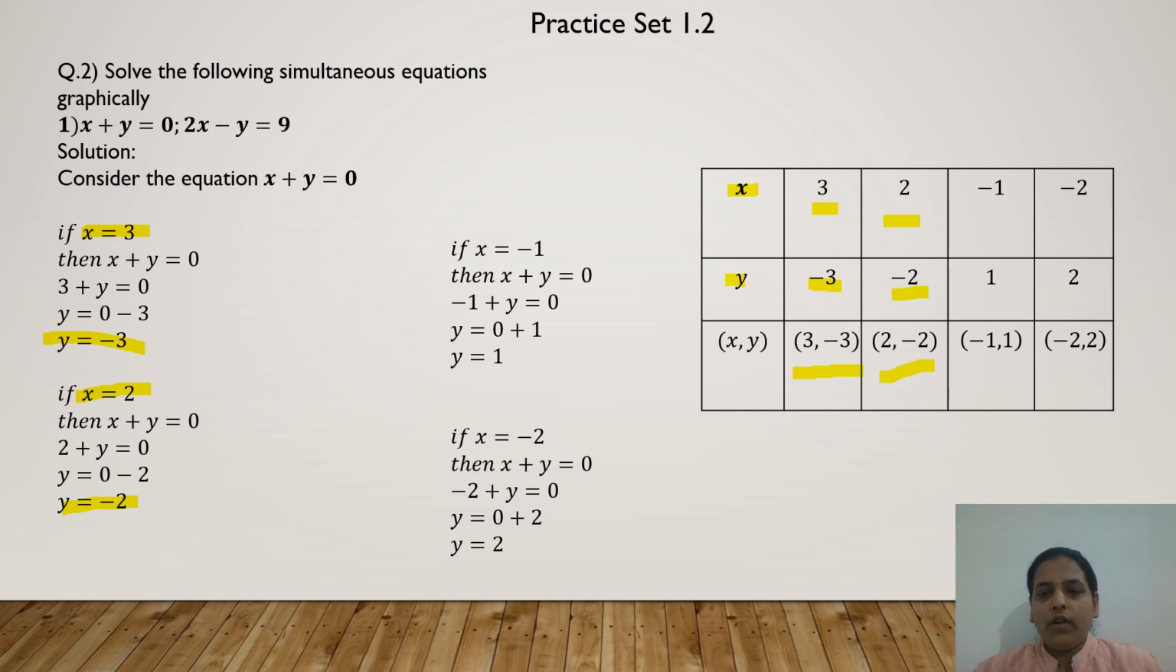Similarly, arrange the remaining two points in the table. So these are the four ordered pairs of the first equation. After that, we want to calculate the four ordered pairs of the second equation.